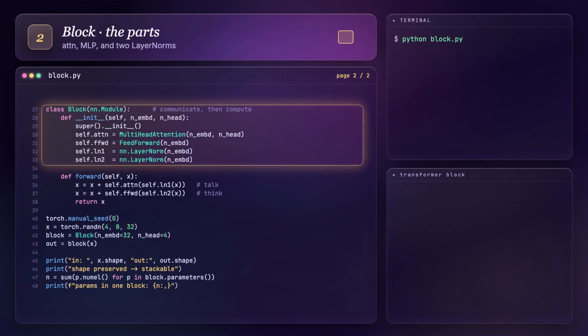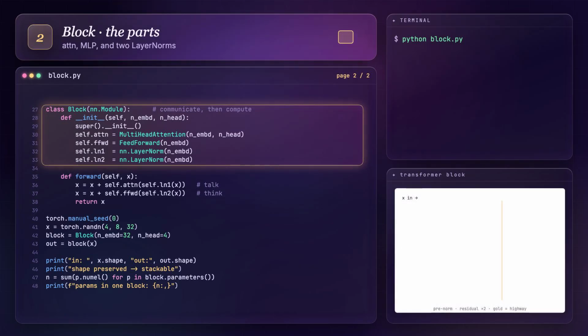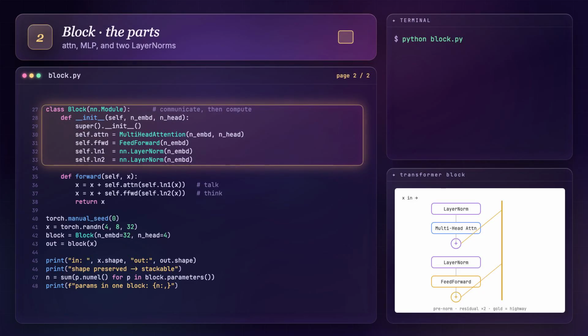The feed-forward MLP. Here's the think half. Feed-forward is linear, then ReLU, then linear. The first layer expands from n_embd up to 4 n_embd. That's the 4 times widening. And the second projects back down to n_embd so the shape survives. Linear, activation, linear. The same MLP from part 2, now doing per-token computation.